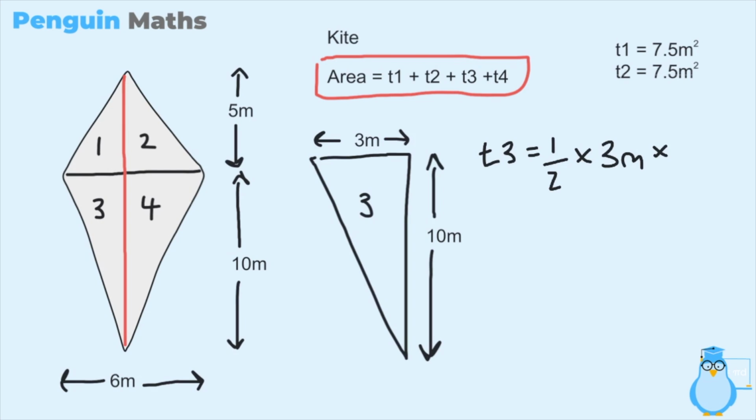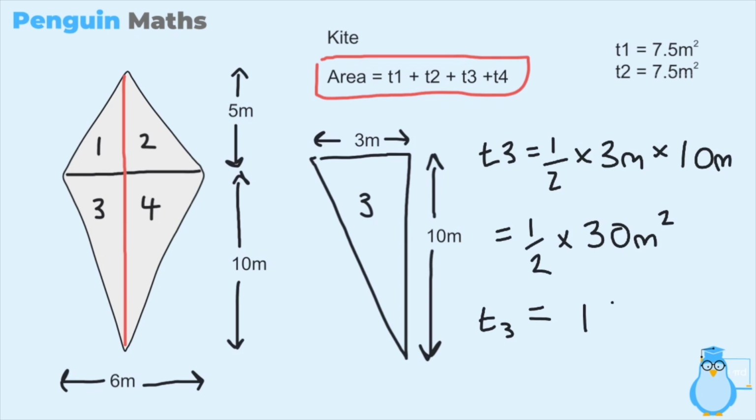And the height is 10 meters, which is the distance between the base and the opposite corner, the top of the triangle, which is 10 meters. Therefore, we can say that T3 is equal to a half, and we know that 3 meters by 10 meters is equal to 30 meters squared. Therefore, we can say that T3 is equal to a half times 30, or 30 divided by 2, which is equal to 15 metres squared.